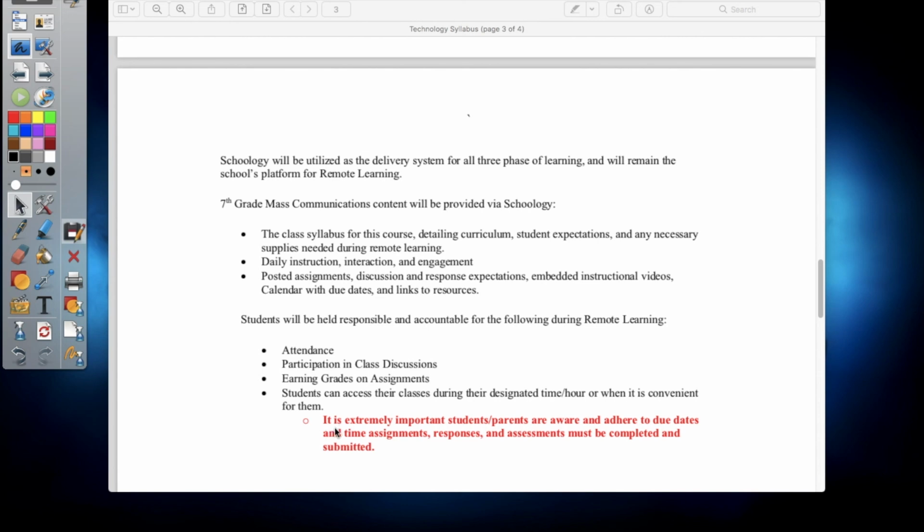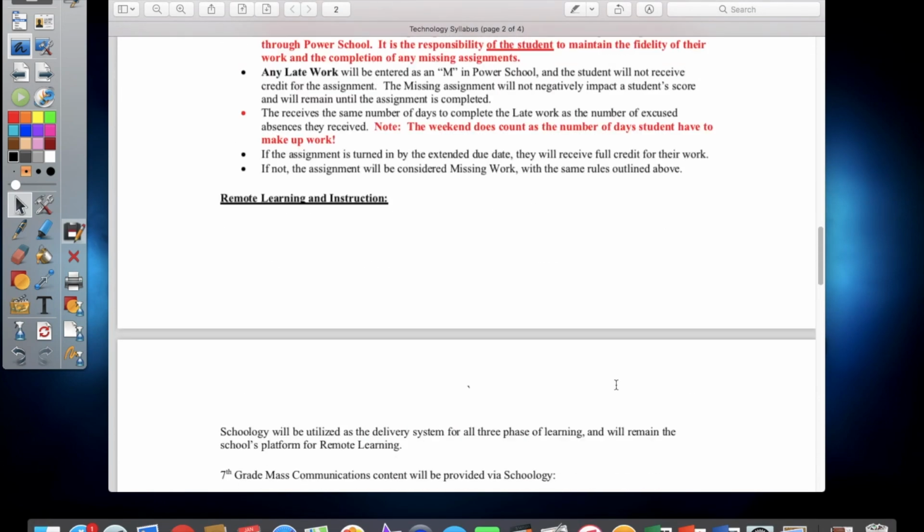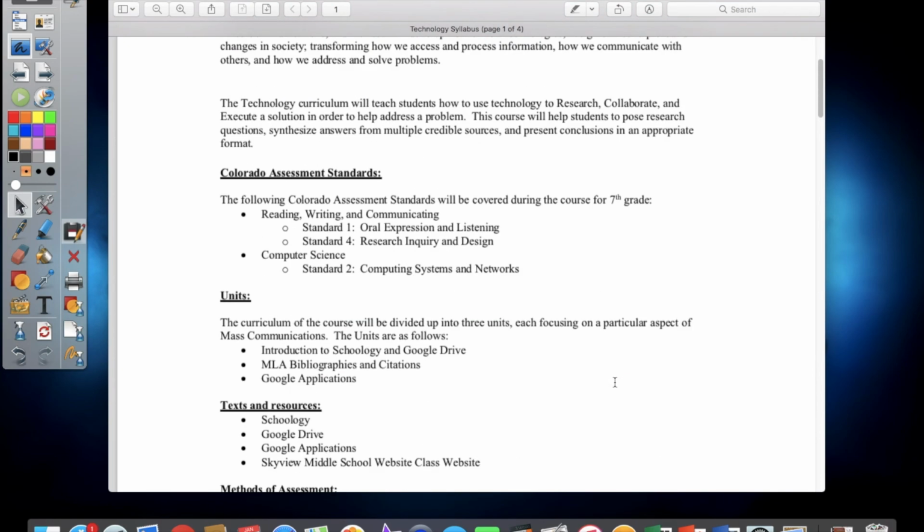Also, like I said before, it is extremely important that you adhere to due dates for your assignments. Otherwise, it can really mess you up if you're not careful. So you guys have it, that's a quick little rundown on the syllabus for our technology class.